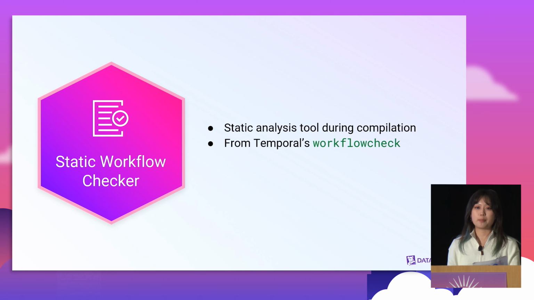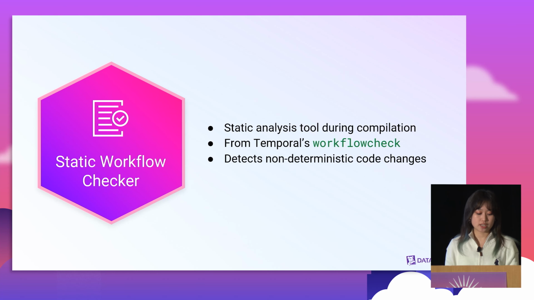So this is sourced from upstream Temporal's workflow check with some minor deviations that we mostly made so that it's able to run within our build system. It runs by default on all of our workers at compile time in our source code. The workflow checker is able to detect non-deterministic code changes by going through a set of predetermined non-deterministic functions. For example, functions such as calling time.now, or ranging over a map, or iterating over a channel.